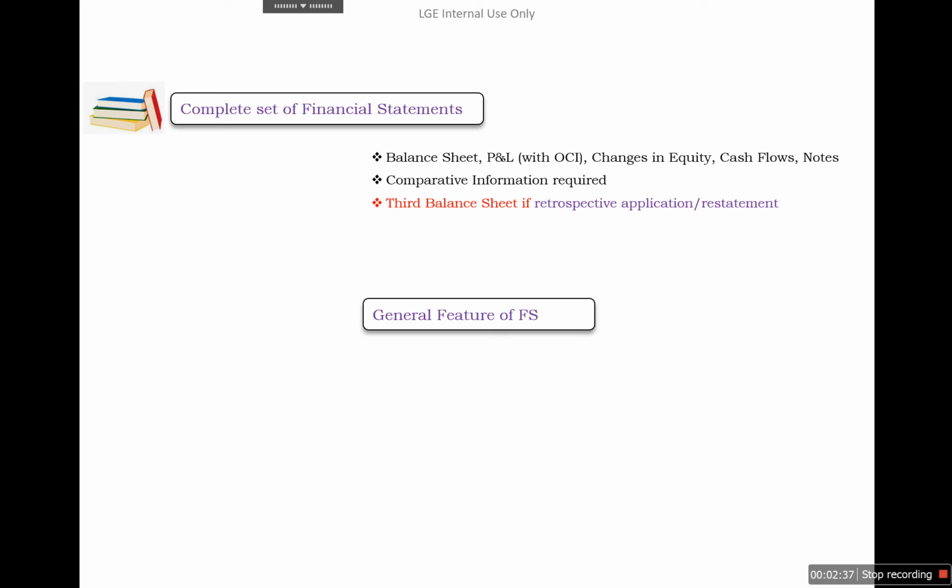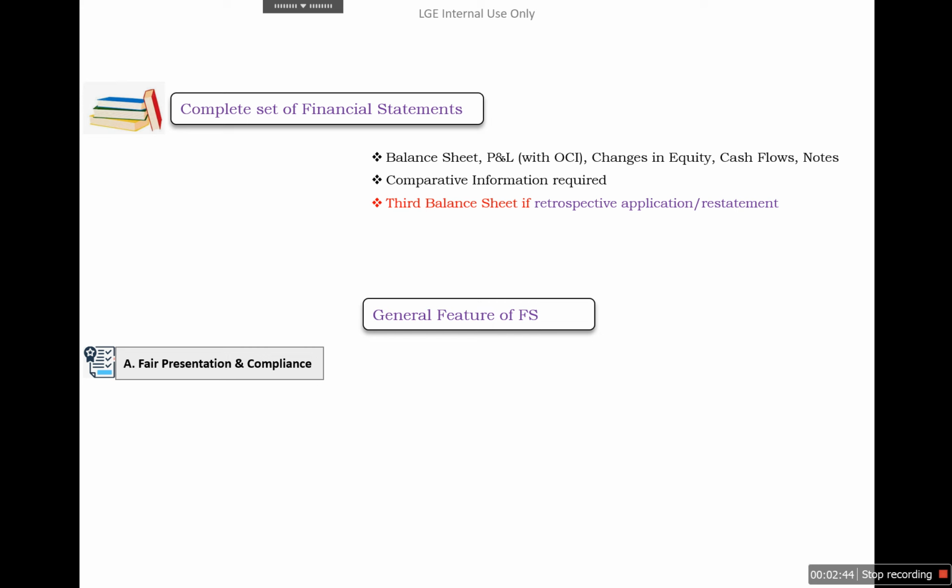So, what is the complete set of financial statements? It is the balance sheet, P&L with OCI, statement of changes in equity, cash flow statement, and notes to the accounts. And there should be comparative information when financial statements are presented, and there are some requirements, discussed in the next slides, to present the third balance sheet in cases where retrospective application or restatement has been done by the enterprise.